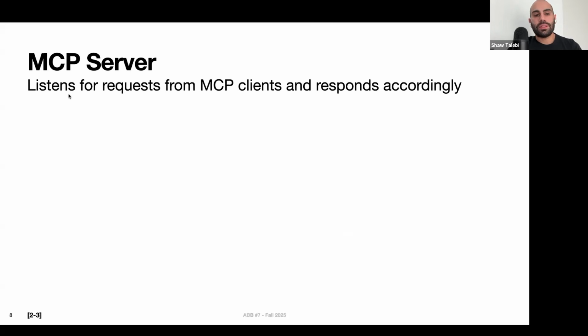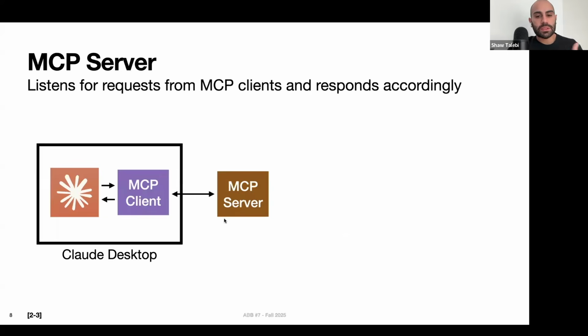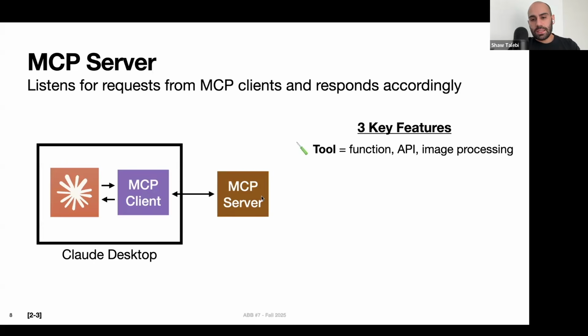The other part of the MCP workflow is the server. The server is what is going to listen for requests from the MCP clients and respond accordingly. Again, we have this little example of Claude Desktop, an MCP client, talking to an MCP server, and the server is going to have three key features. The first is a set of tools. This could be just Python functions, it could be accessing an API like Notion's API, or it could do arbitrary things like image processing.